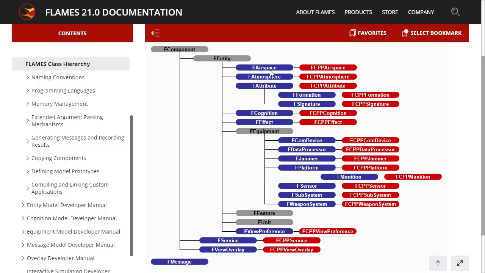Now, the fact that all these models are subclasses of entity is really significant. The way that Flames interacts with most models, most objects, is through the methods that are defined by the entity class. So another course in Flames is entity model development. It's a really big course. It talks about the methods of the F-entity class and the attributes of those classes that apply to all of these models.